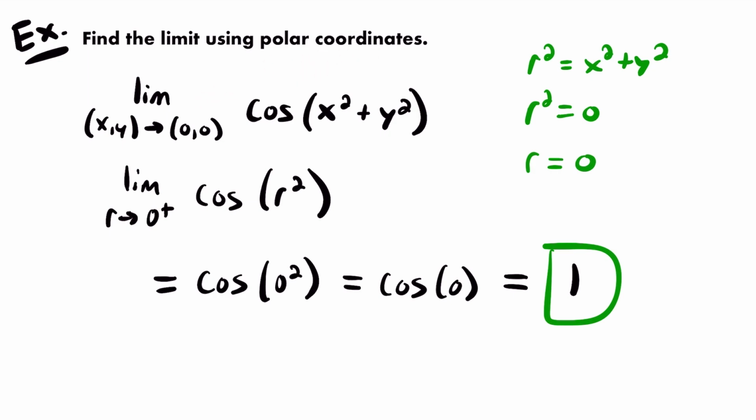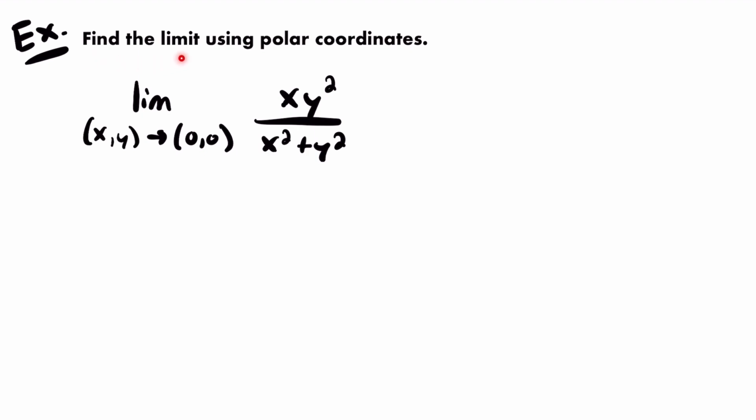All right, so be on the lookout for limits of multivariable functions where that expression x squared plus y squared shows up, because if you see that, you could convert that limit into polar coordinates. And so let's take a look at another example of this. Here we once again want to find the limit using polar coordinates, but this is a more complicated limit this time around. We have the limit as (x, y) approaches (0, 0) of x times y squared divided by x squared plus y squared.